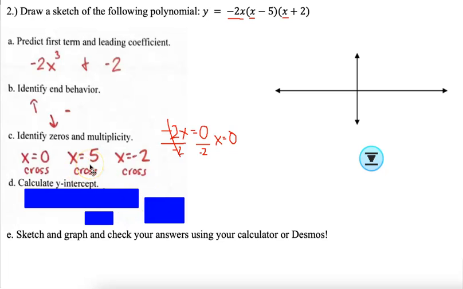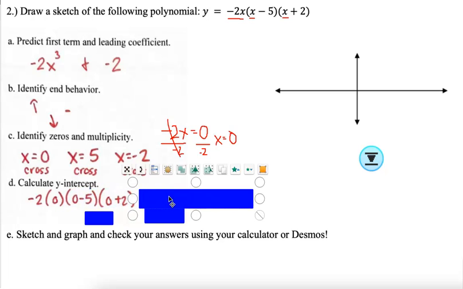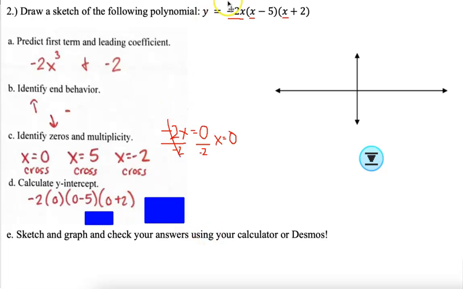On part D, we're going to find the y-intercept. Again, plug in 0. You're going to have to plug in 0 3 times. So I would have negative 2 times 0, 0 minus 5, and then 0 plus 2. And we could do some mental math. So negative 2 times 0 is 0. 0 times literally anything is going to be 0. And so our answer is 0. So our origin is our y-intercept. And so now we're going to go ahead and take all this information and sketch a graph.